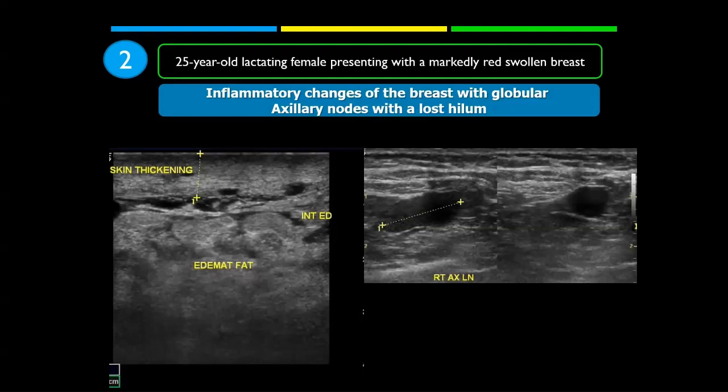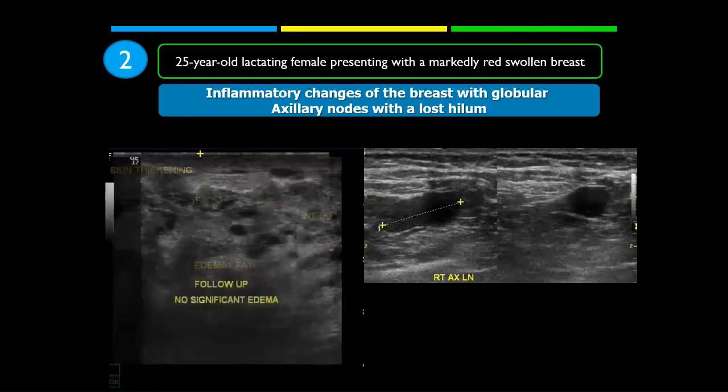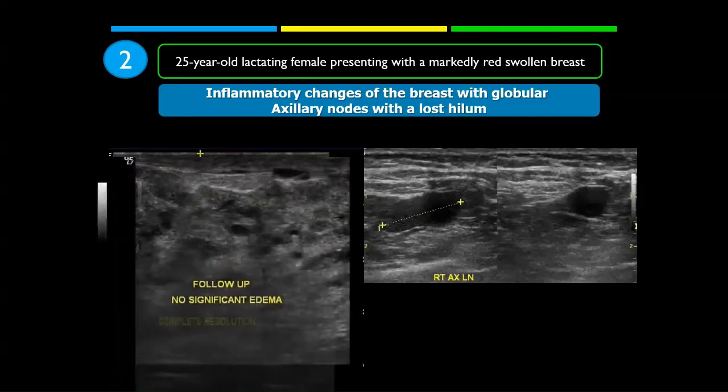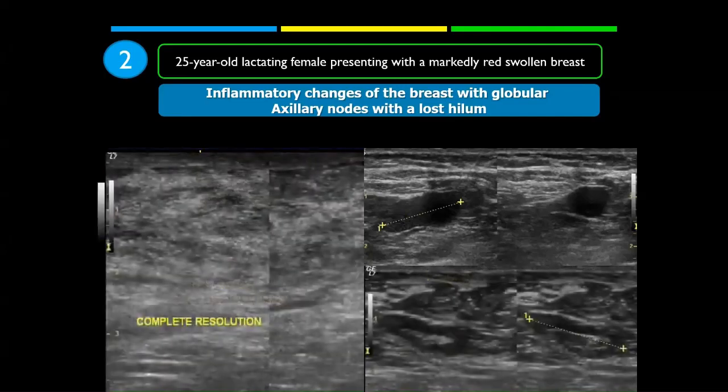This was the second case with mastitis, and by now we can understand that this might be a normal appearance of the axillary nodes of a lactating patient with superadded mastitis. We can give her a chance of antibiotic therapy, and if she doesn't improve within 1 week, we should proceed to biopsy. But for this current situation, we should follow her up. And actually on follow-up, she responded, and even her lymph nodes returned to their original appearance.